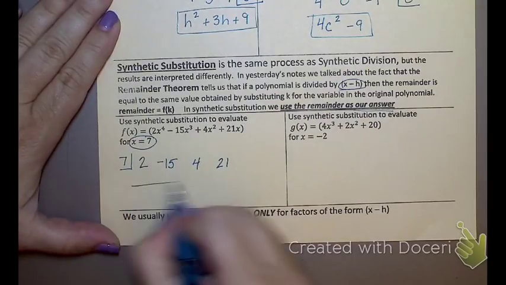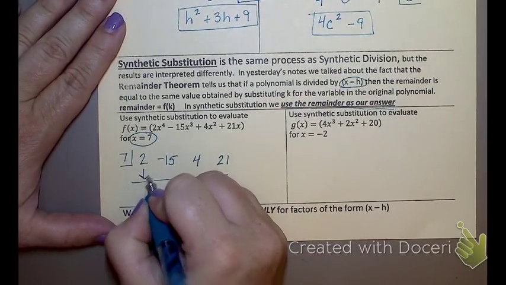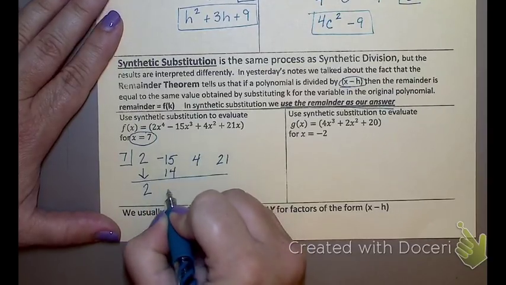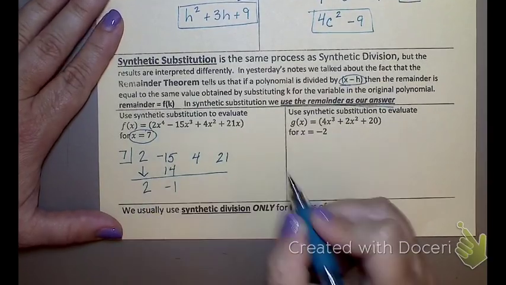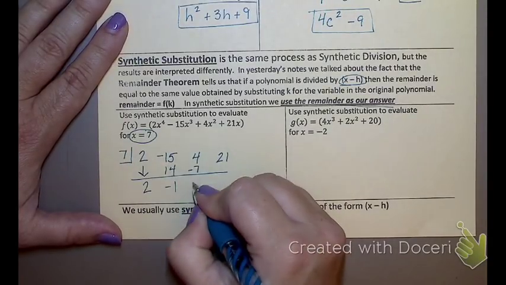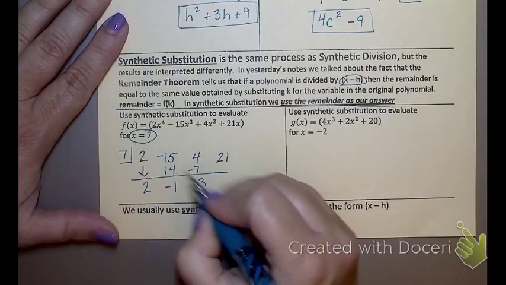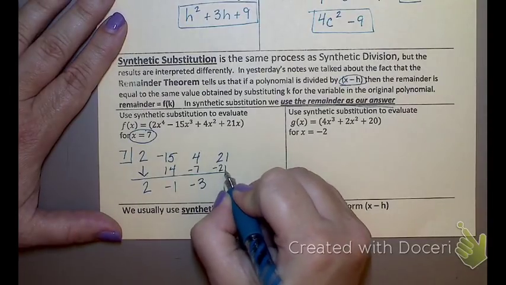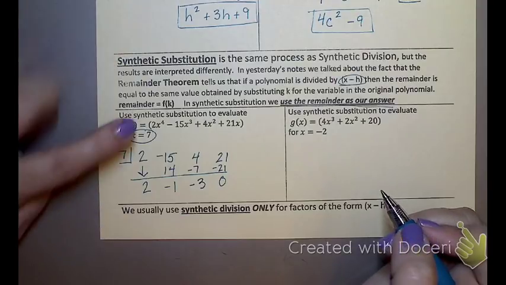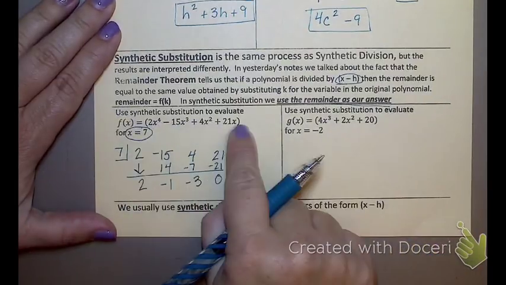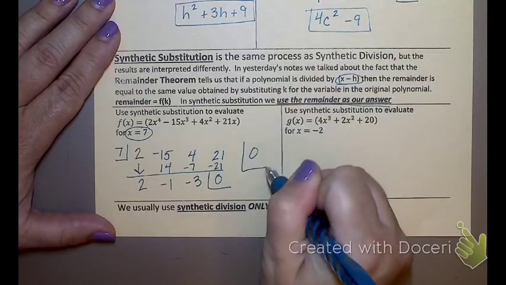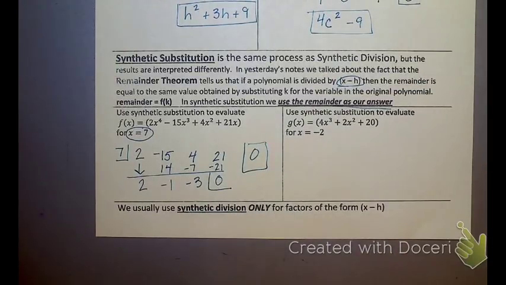All right, so let's use synthetic division here. Bring down the 2. 7 times 2 is 14. Negative 15 and 14 is negative 1. 7 times negative 1 is negative 7. 4 and negative 7 is negative 3. 7 times negative 3 is negative 21. And I get an answer of 0. So guess what happens when you plug in 7 into this equation? Your answer is 0. It's whatever the remainder is.